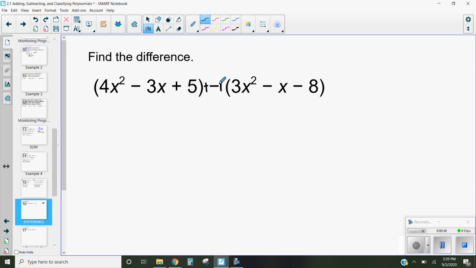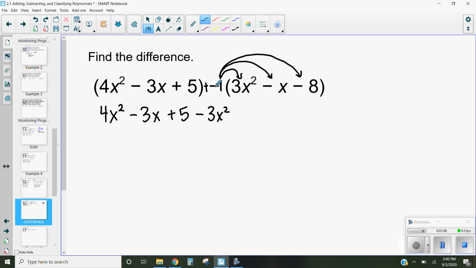So I need to multiply each of these terms in this second polynomial by negative 1 to apply that minus sign. So when I do that, this is the expression I'm going to end up getting. 4x squared minus 3x plus 5, then I need to subtract 3x squared, so minus 3x squared, minus negative x, so minus a negative changes to a positive, so plus x, minus a negative 8. Minus a negative is an add. So here we are, we got rid of that. Now when we're subtracting, it's really the same as multiplying it by a negative 1 and then adding that number, and that's what we did here.